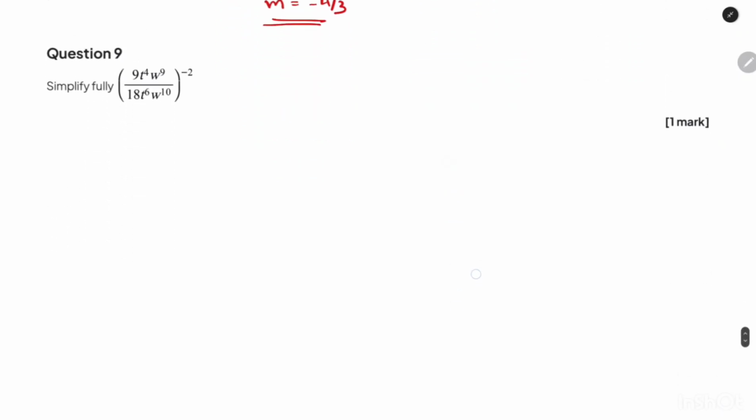Clear? See the ninth question. The whole fraction raised to power negative 2. First step, to make it a positive power, reciprocate the base, so it will become 18 into t to the power 6 into w to the power 10, which was in the denominator. Now it became the numerator, and the numerator became the denominator, so it is 9 into t to the power 4 into w raised to 9, whole to the power 2.